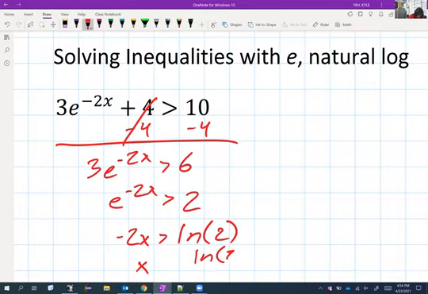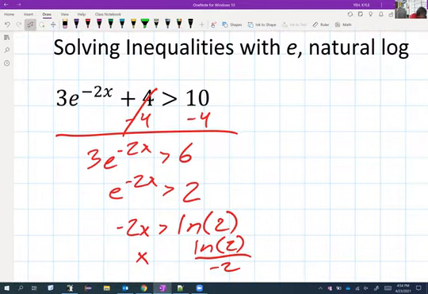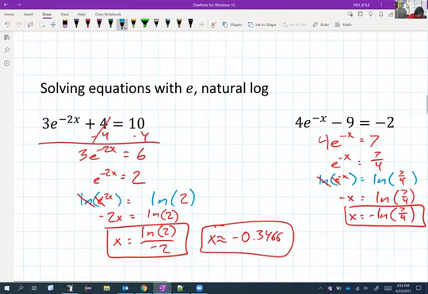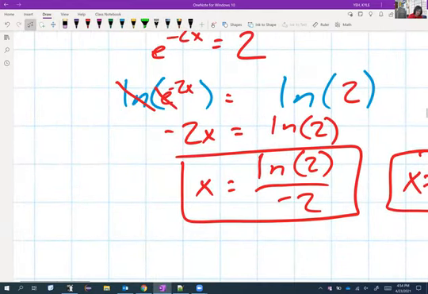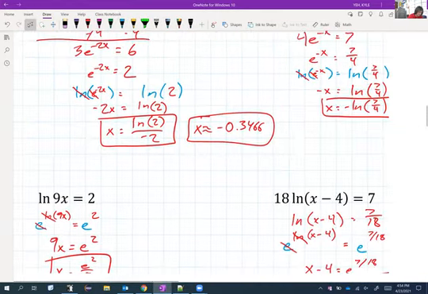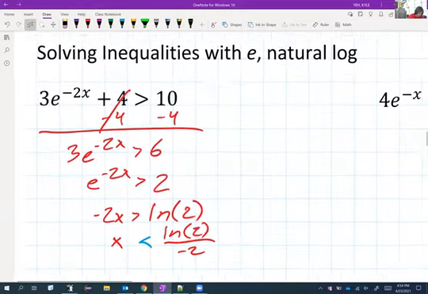And let's see if you caught that trick. I was trying to rush through it a little bit. x is less than ln of 2 over negative 2, because we divided by a negative, right? We've seen that before many, many times. It's not anything new. ln of 2 over negative 2, again, exact same answer as when it was an equation, which makes sense. It's just that now we have an inequality sign on there.